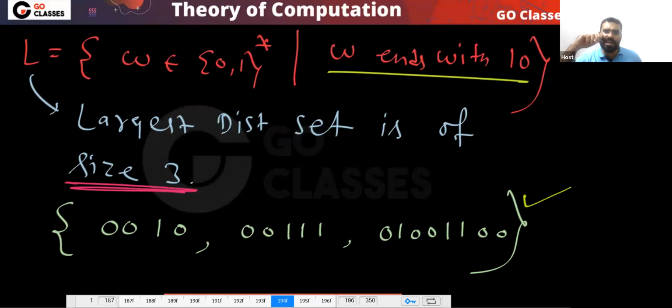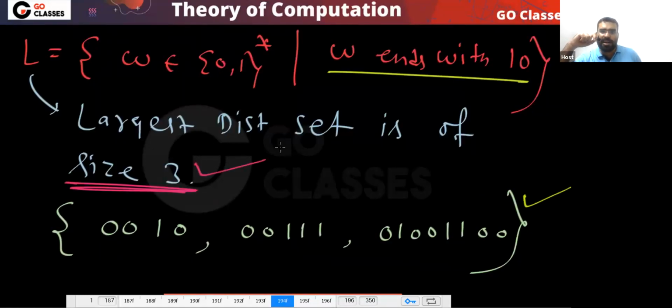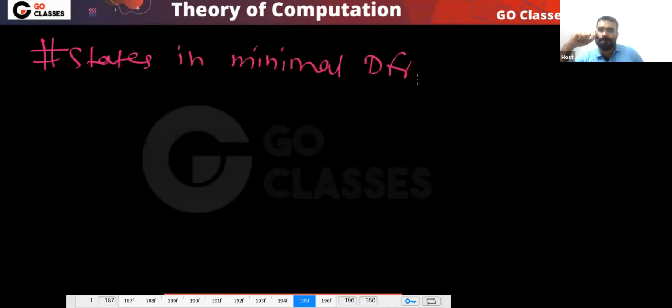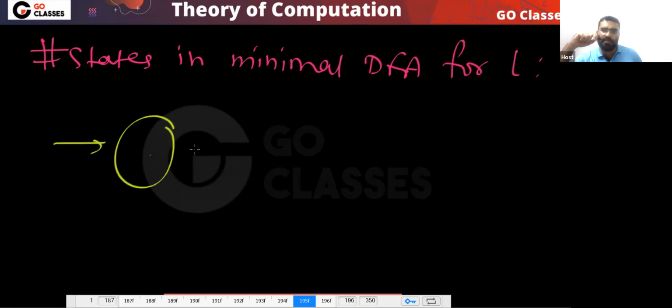And now one very interesting thing. I hope you will find it very interesting. Now you make the DFA for this. So I am saying the largest distinguishable set is of size 3. Now make the minimal DFA. How many states are in the minimal DFA for L?